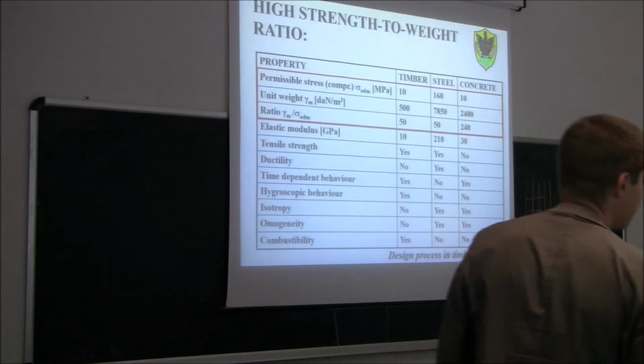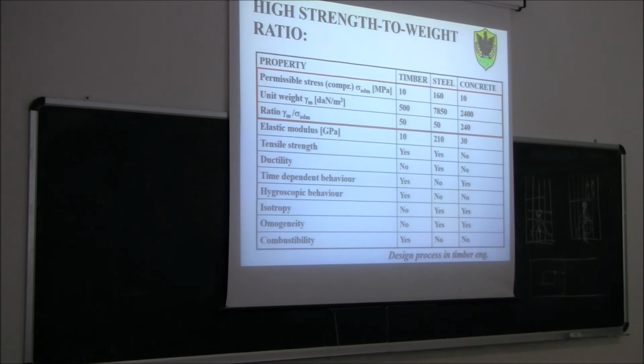Then we have a look at steel. The permissible stress of steel is 160 megapascal. Now, if I had to rebuild this column out of steel, what kind of cross section could I expect? Smaller. How many times smaller? 16. The ratio between the two permissible stress. Okay. So the cross section of a steel column would be 16 times smaller compared to the cross section of a timber and a reinforced concrete structure.